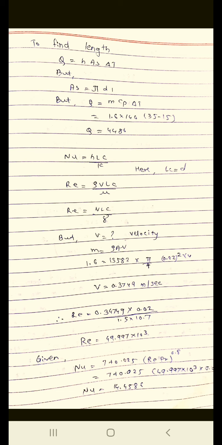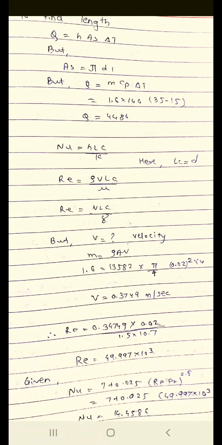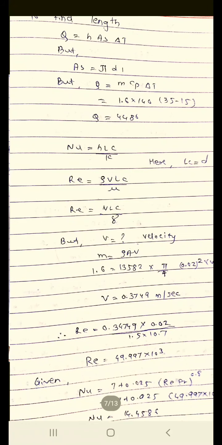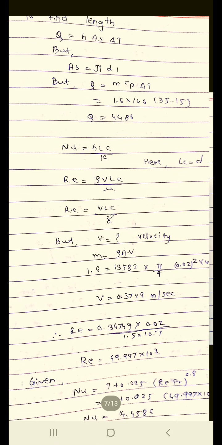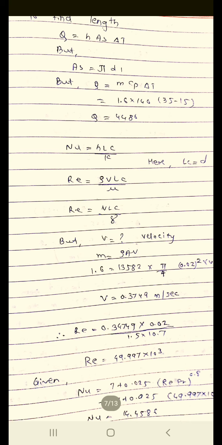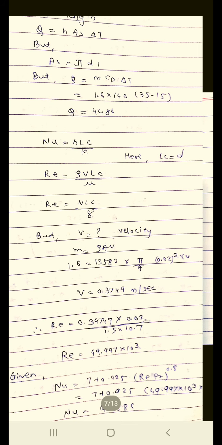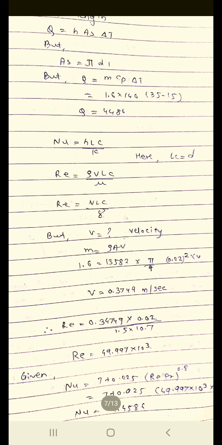So mass flow rate is given 1.6, Cp 140, and delta T 35 minus 15, and Q is equal to 4486. Nu is equal to h LC divided by K, but we don't know h. So we will move towards the second number, that is Re. Re is equal to rho V LC divided by mu. Mu by rho is equal to nu. We don't know V. So we use the relation mass flow rate m is equal to rho into A into velocity. That is 1.6 is equal to rho into area into velocity. So velocity here is the unknown term. After putting all these values, we will get V as 0.3749 meter per second.